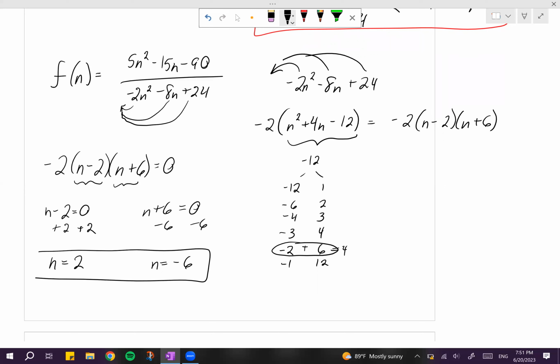These are the lines. These are my vertical asymptotes. n is equal to 2 and n is equal to negative 6. Because if I plug either one of these into my original function, my denominator is going to be equal to 0, which can't happen. So these are my vertical asymptotes.